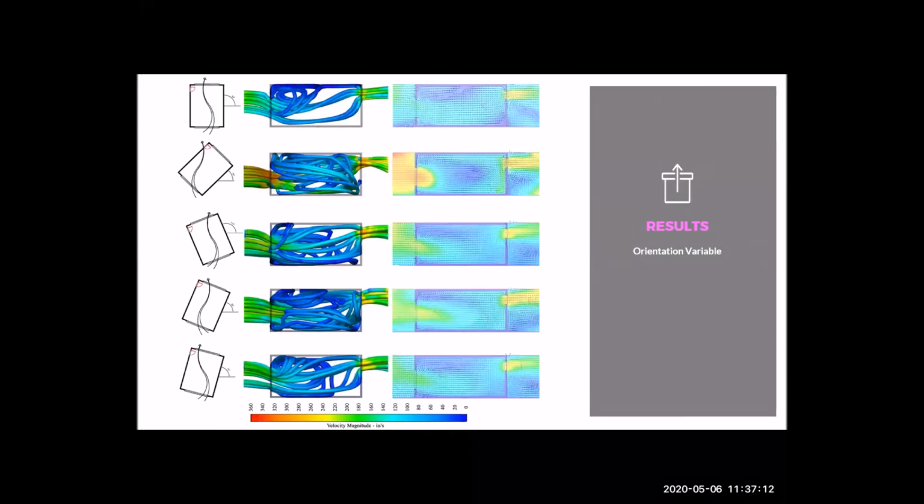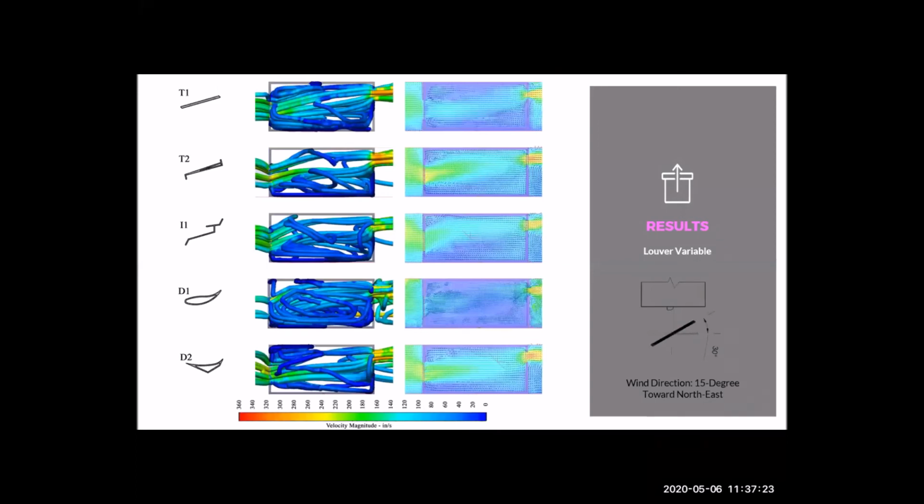Having set all the proper parameters, findings can now be presented. The figure represents all simulations, indicating airflow direction in the section. Also, it shows results related to louver variables.